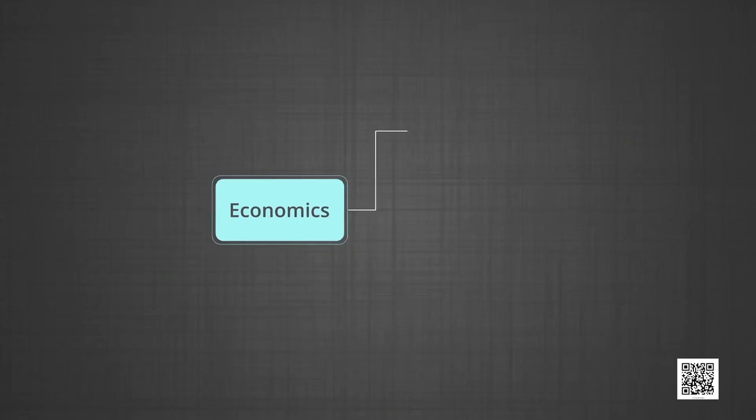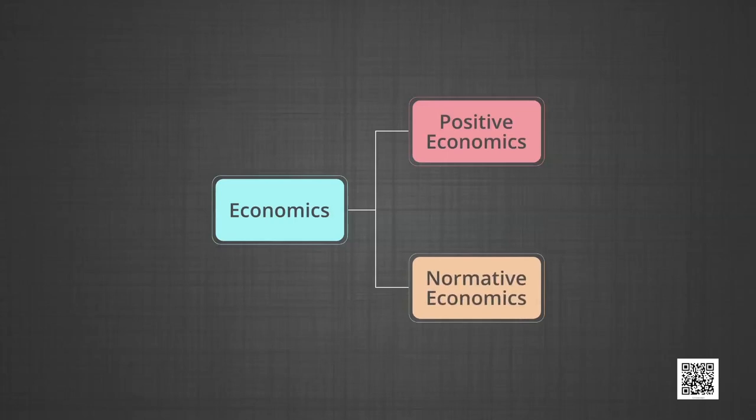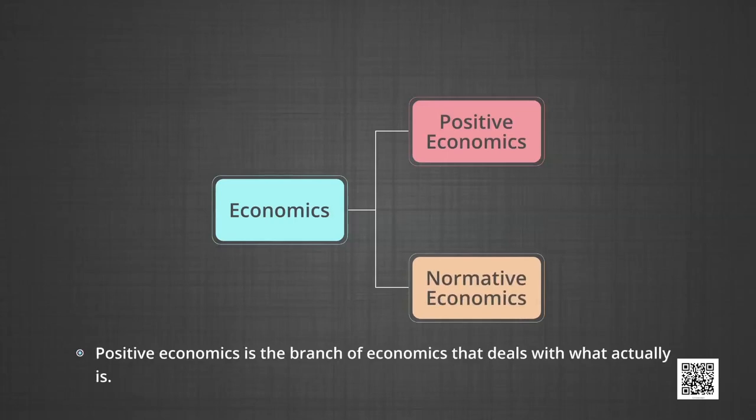We have emphasized so far that economics is about making choices: what to produce, how to produce, for whom to produce. But what is the right choice? Economists like to make the difference between what is and what should be. We do this by differentiating between positive economics and normative economics. Positive economics is the branch of economics that deals with what actually is. It is based on facts and figures and is objective.